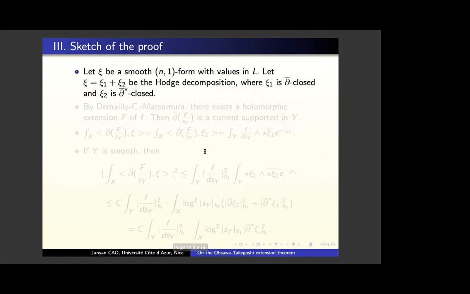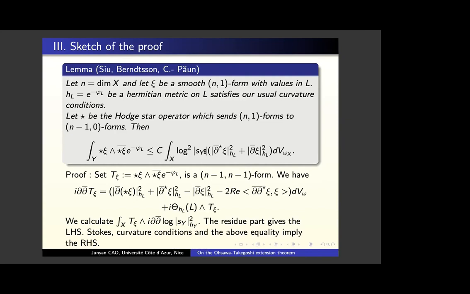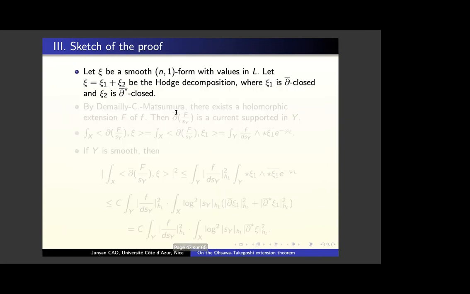So for this one, it's the lemma of Xu. By using this lemma, we can prove our results. For simplicity, I would like to first explain a little bit the proof in case one, where Y is smooth. Here we just assume that Y is simple normal crossing.